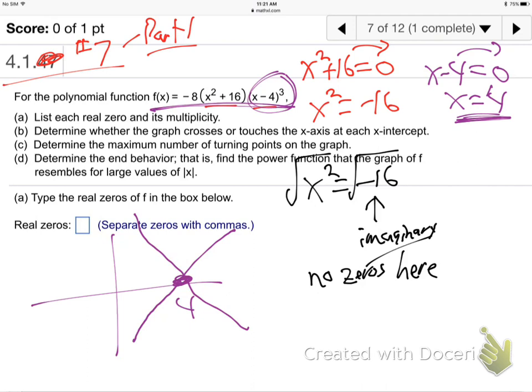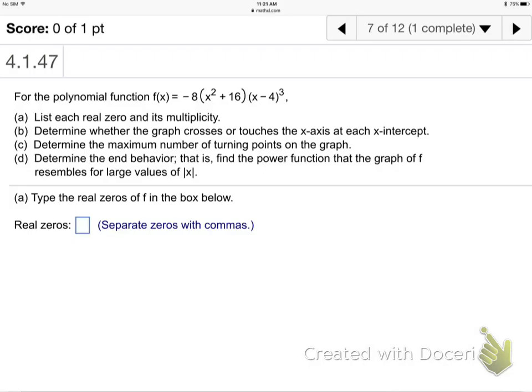Part B, determine whether the graph crosses or touches the x-axis at each x-intercept. This is the only x-intercept, at 4. So does it cross there or does it bounce? Did we talk about that at all? Some say yes, some say no. If it's even, it bounces, and if it's odd, it crosses. Correct. Good, so we did talk about it a little bit. I know you were probably mainly thinking about the test material, though. So let's talk about that.